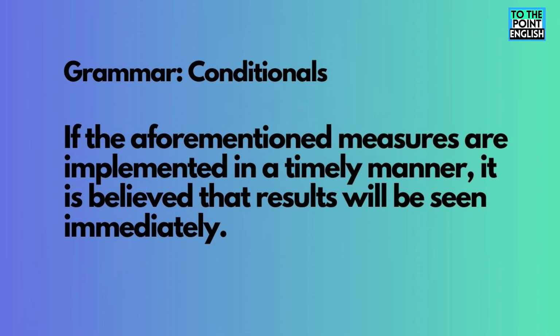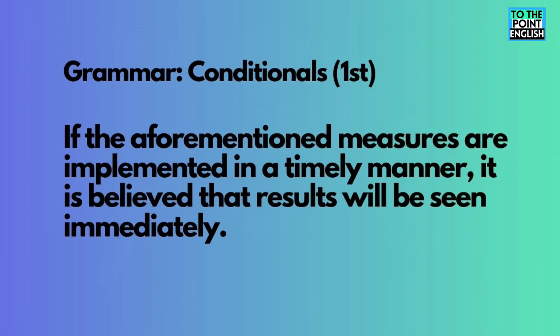So I wanted to look at a couple of examples of conditionals now. This first sentence is quite a nice sentence. Again, I could imagine it being used in a writing task, probably a report or a proposal here. So if the aforementioned measures are implemented in a timely manner, it is believed that results will be seen immediately. So it's a nice sentence, isn't it? Because of the vocabulary, so aforementioned, timely manner. That makes it quite an advanced sentence, but it's actually just an example of the first conditional.